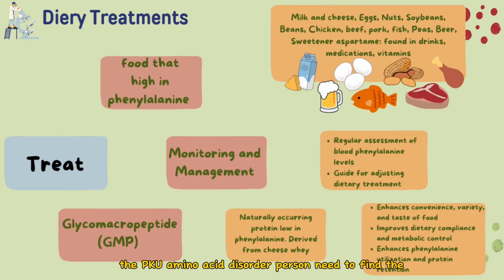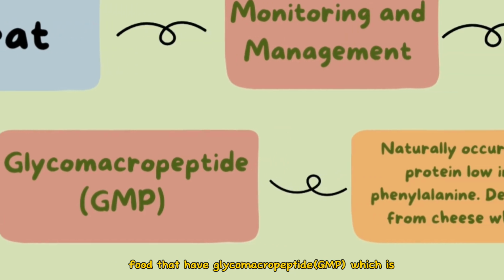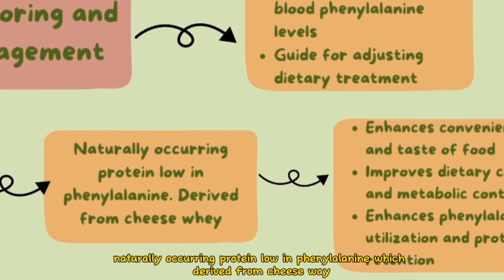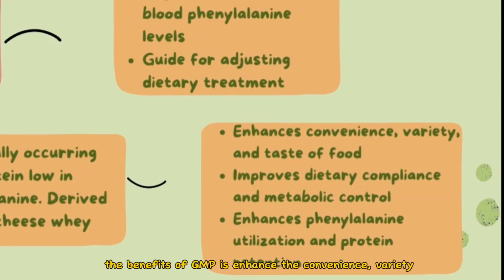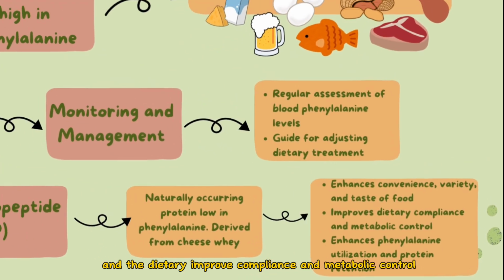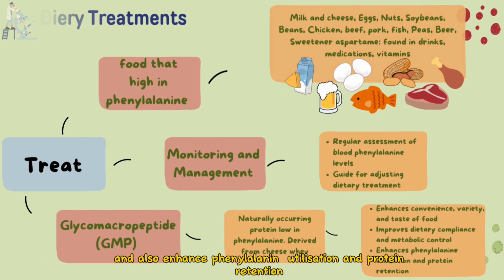Okay, people with PKU need to find foods that have glycomacropeptide, GMP, which is a naturally occurring protein low in phenylalanine, derived from cheese whey. The benefit of GMP is that it enhances the convenience, variety and taste of food, improves dietary compliance and metabolic control, and also enhances phenylalanine utilization and protein retention.